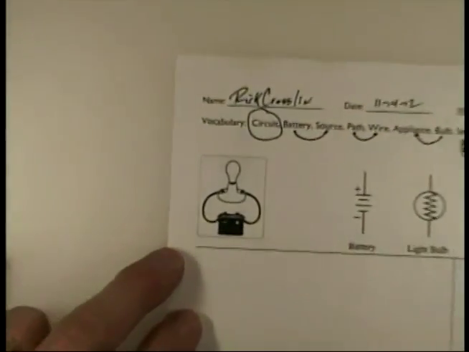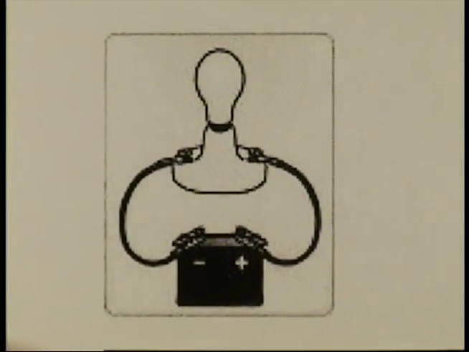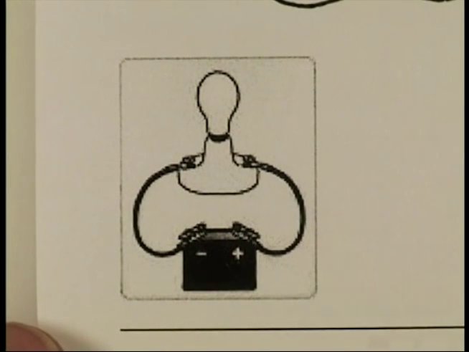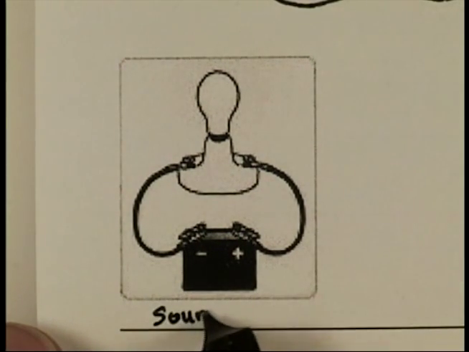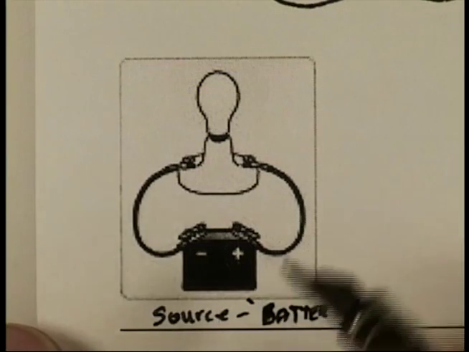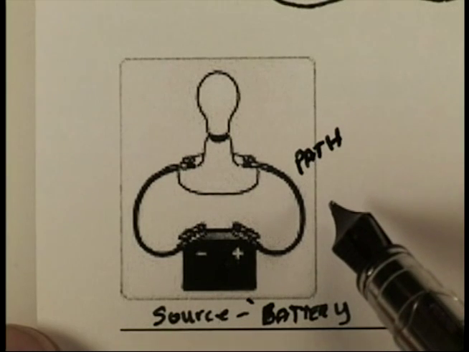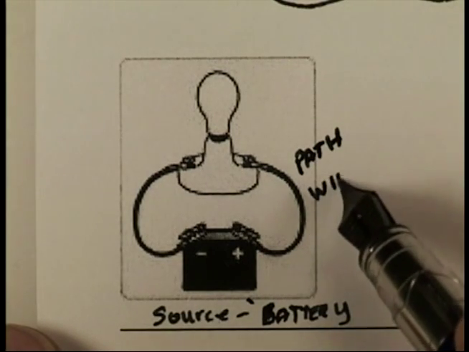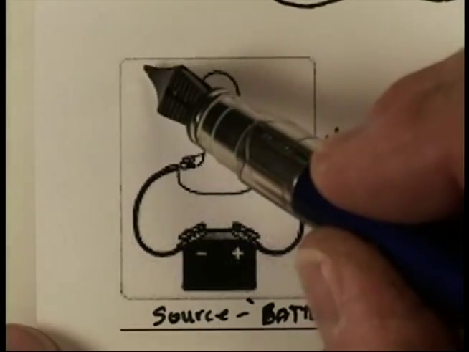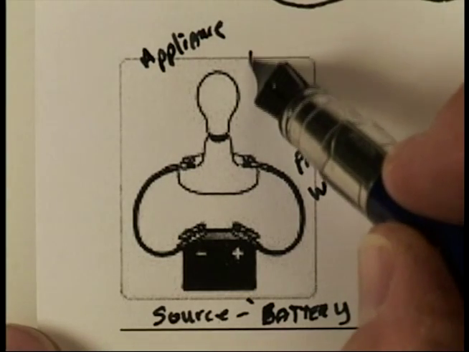Check this out. Look on your worksheet. Here's a drawing of a circuit, and I want to see if we can find the different parts. This is the source. What do we call the source? A battery. Here is the path. And what do we call the path? A wire. And here is the appliance, and in this case, it's a light bulb.